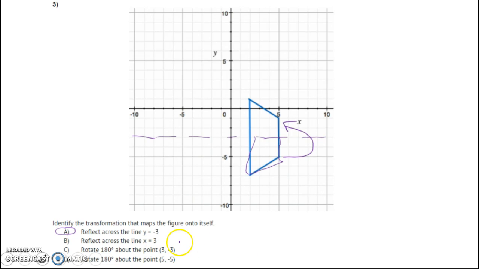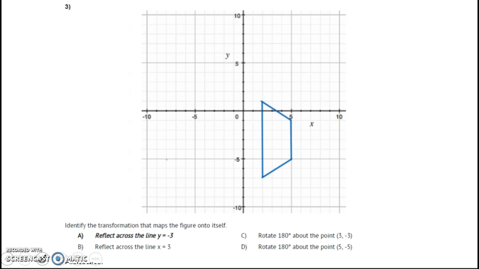But essentially what you would look for is a reflection across a line of symmetry or a rotation that would rotate it back onto itself. So the correct answer there would be A.